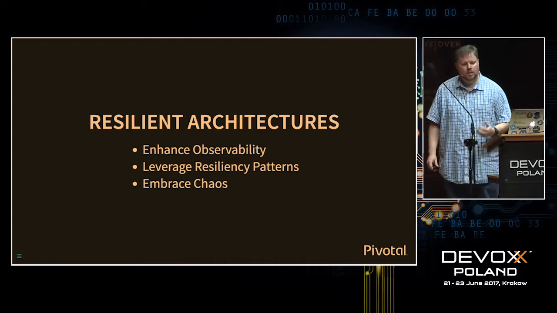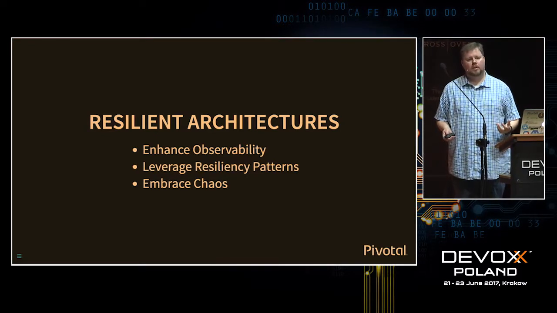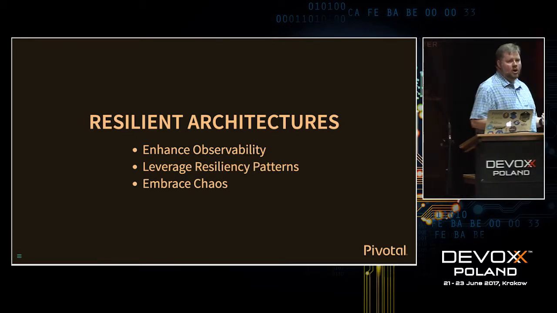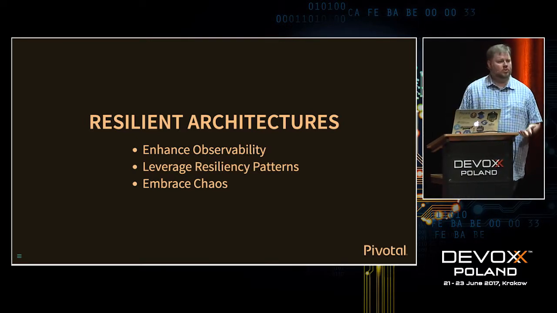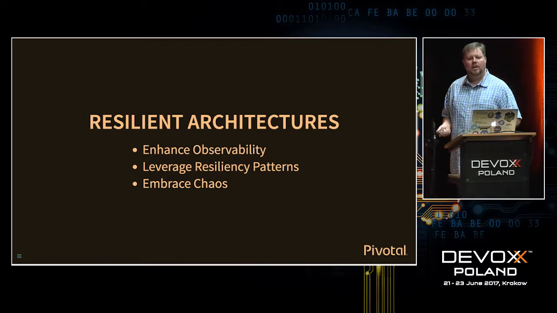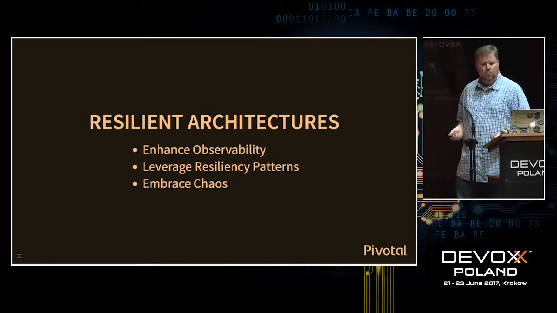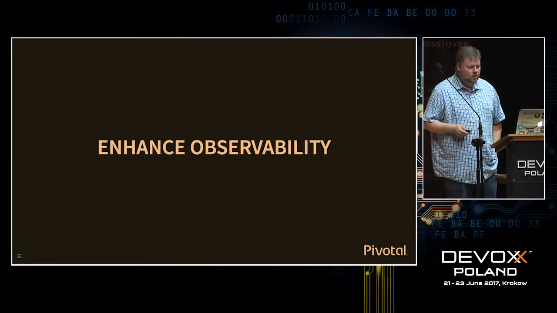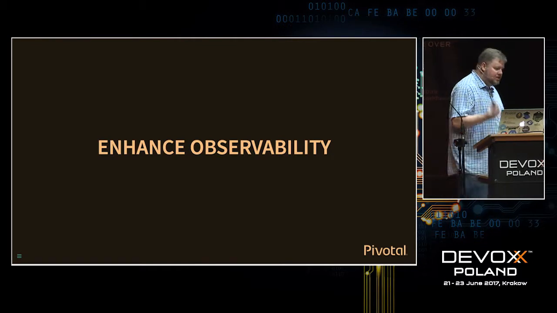And then we need to embrace chaos. We need to get to the point where our architecture assumes that it's always going to be under some sort of an attack. And we'll break down exactly what that means when we get there. So let's dive into enhancing observability.